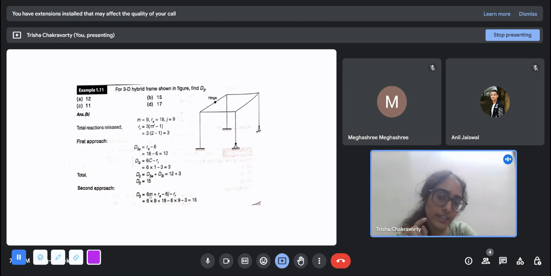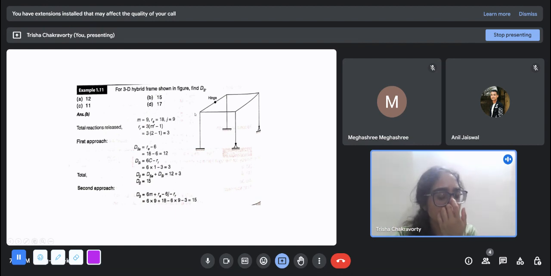So in a 3D frame element, there are 6 unknowns corresponding to each member: 3 translational, 3 rotational. So the number of internal unknowns is 6m plus Re. That again remains the same. Re is always the total number of external reactions minus the number of equilibrium equations, and 6m plus Re minus 6J.